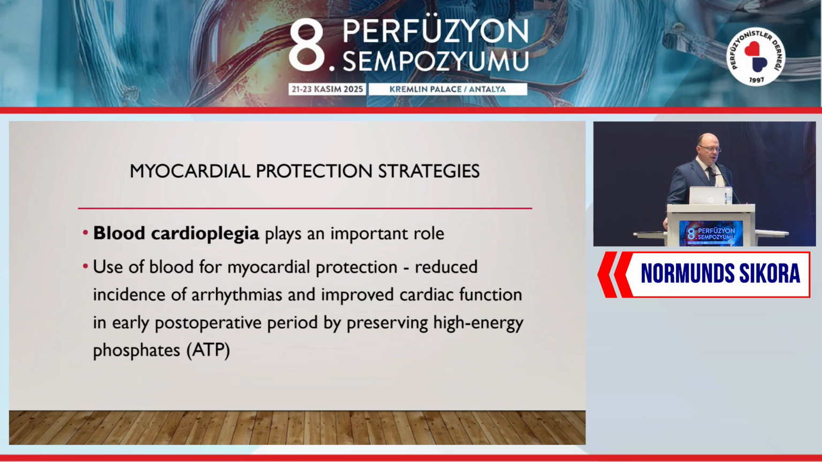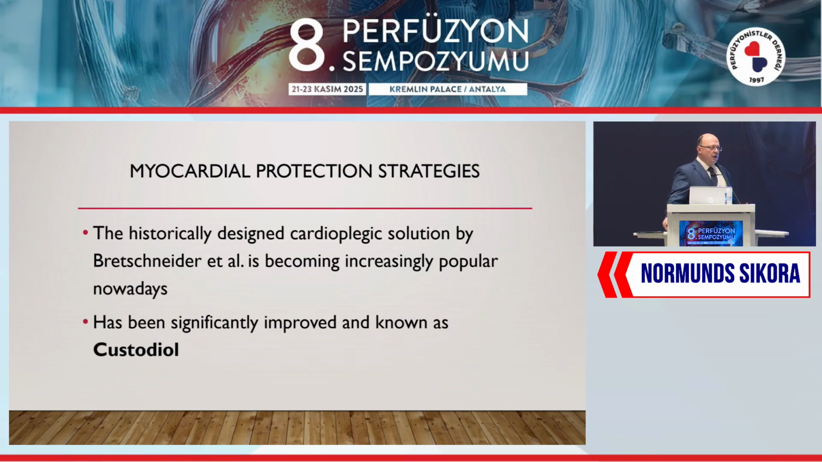If we have a look at the historically older blood cardioplegia, it is still used a lot nowadays because in this cardioplegia we use blood for myocardial protection. Therefore, we actually reduce the incidence of arrhythmias and improve cardiac function in the early postoperative period because we preserve high energy phosphates. Second, we can use the cardioplegic solution designed long ago by Bretschneider. But nowadays it is significantly improved, and we know this solution as custodiol solution.